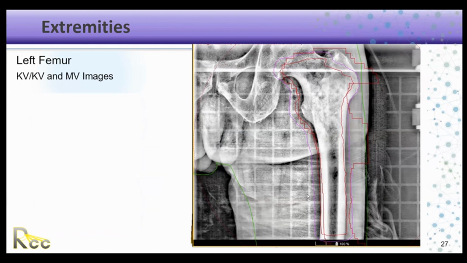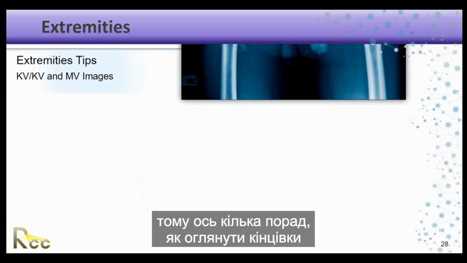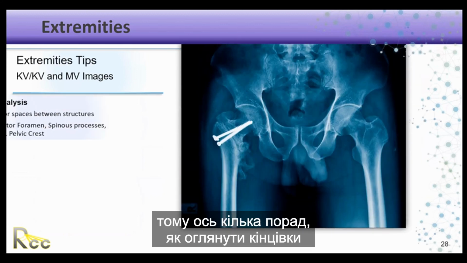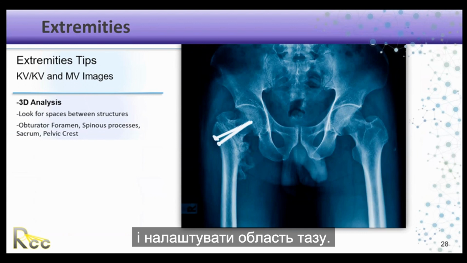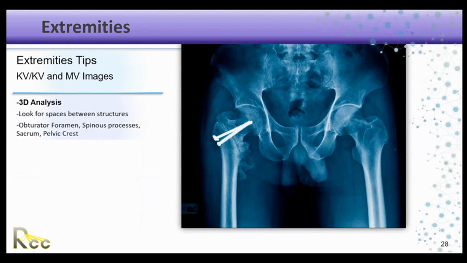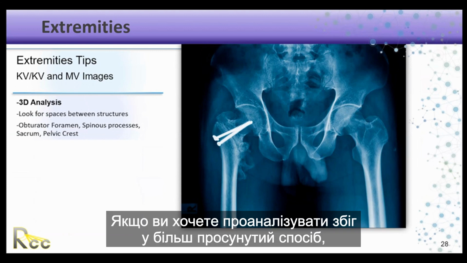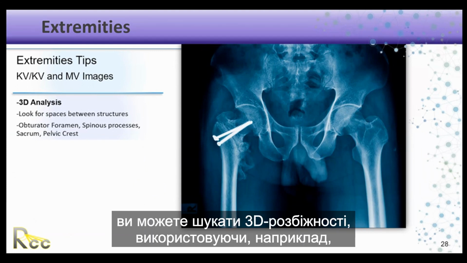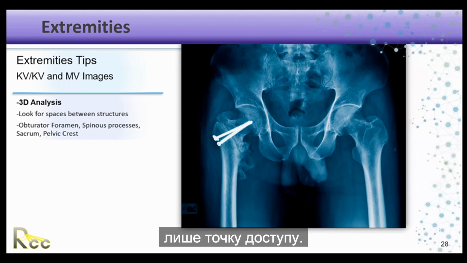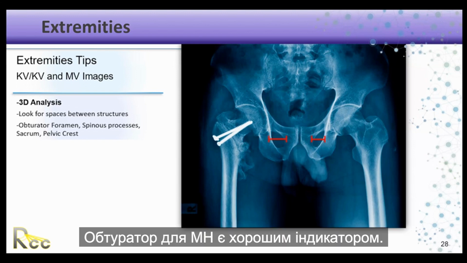Okay, so here are some tips for looking at extremities and setting up the pelvic region. If you want to analyze the match in a more advanced way, you can look for 3D misalignment using just an AP, for example. The obturator foramen is a good indicator.